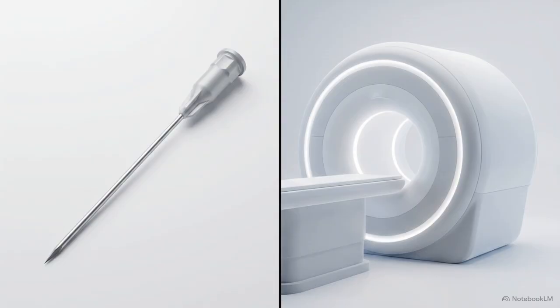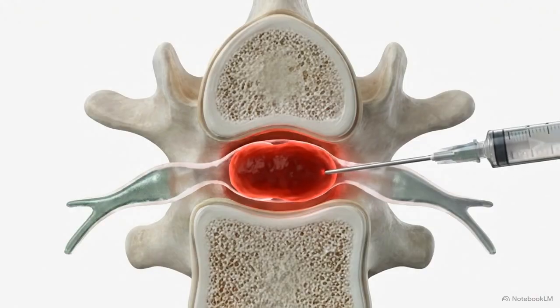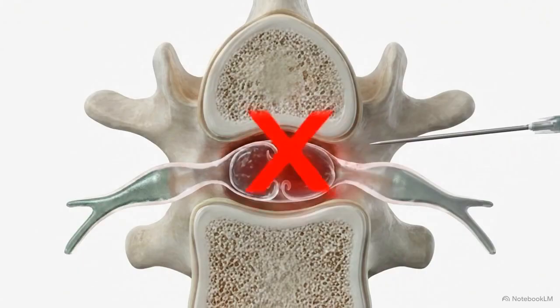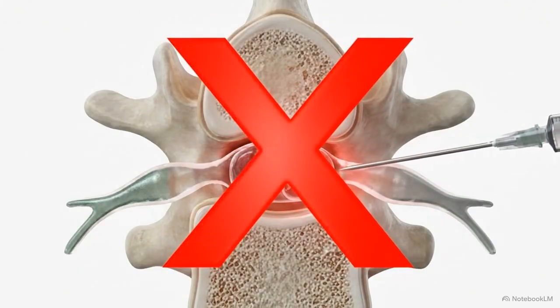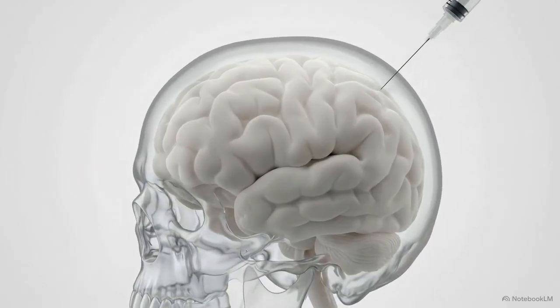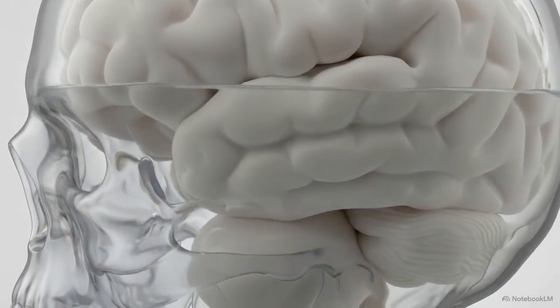Should they perform a lumbar puncture to culture the fluid, or do they order an MRI? An MRI of the spine is an absolute requirement. A lumbar puncture is strictly contraindicated because driving a needle through an infected epidural space will inoculate the clean cerebrospinal fluid, spreading the infection directly into the central canal. Understanding the physical architecture of the infection dictates whether a diagnostic test will identify the disease or permanently paralyze the patient.